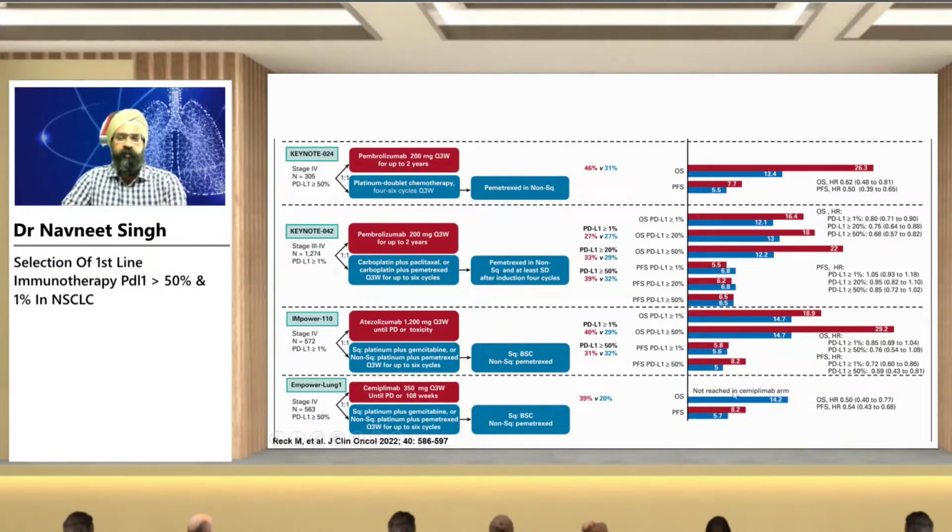For cemiplimab, this OS data has not yet been reached. The improvements in PFS have been less impressive, but nonetheless, when you combine all of this into perspective, you see that the objective response rates are increased, the duration of responses are increased, PFS is marginally increased, and OS is substantially increased.